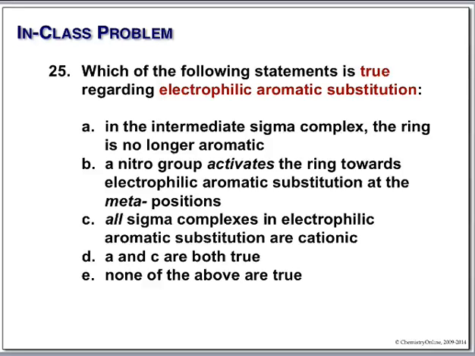Nitro activates the ring. Nope. Nitro is down at the bottom of our list. It deactivates the ring. All sigma complexes are cationic. We take a nice, happy, neutral benzene, and we add something positive to it. Conservation of charge, the sigma complex must be cationic. A and C are both correct.